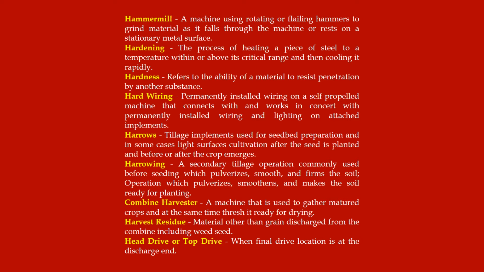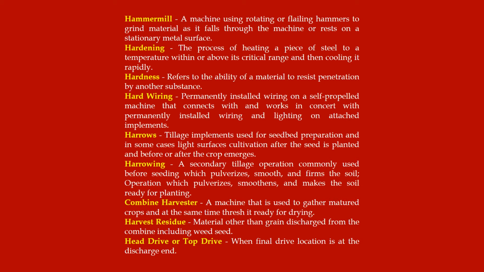Hard wiring. Permanently installed wiring on a self-propelled machine that connects with and works in concert with permanently installed wiring and lighting on attached implements. Harrows. Tillage implements used for seedbed preparation and in some cases light surface cultivation after the seed is planted and before or after the crop emerges. Harrowing. A secondary tillage operation commonly used before seeding which pulverizes, smooths, and firms the soil. Operation which pulverizes, smoothens, and makes the soil ready for planting.